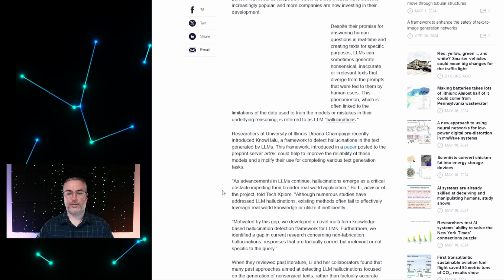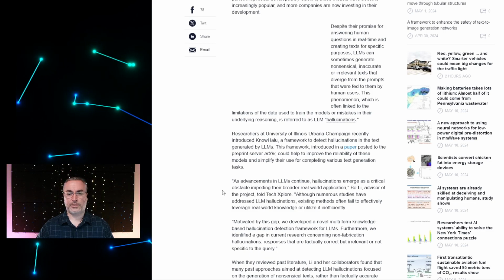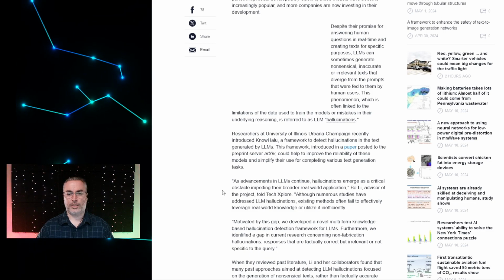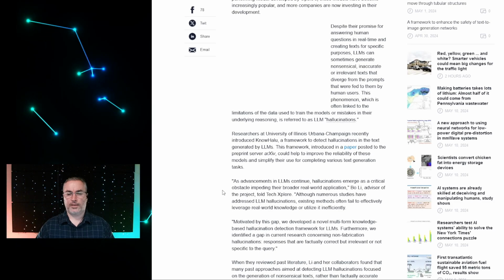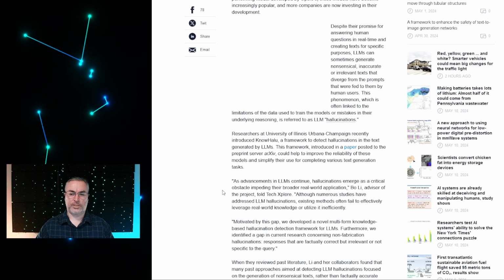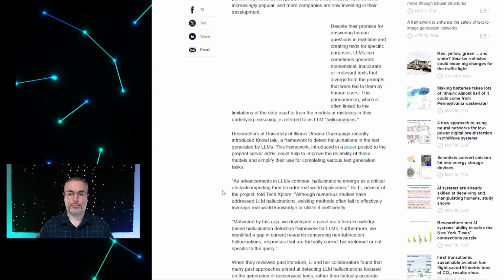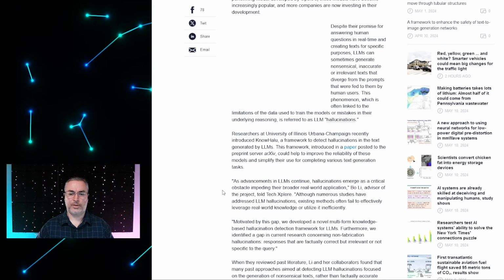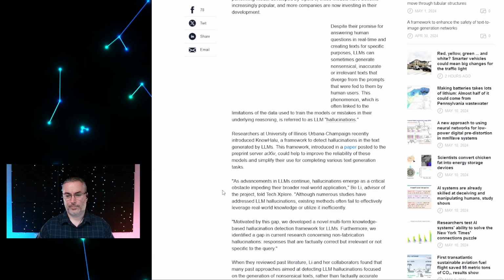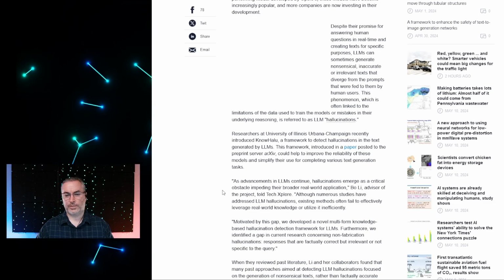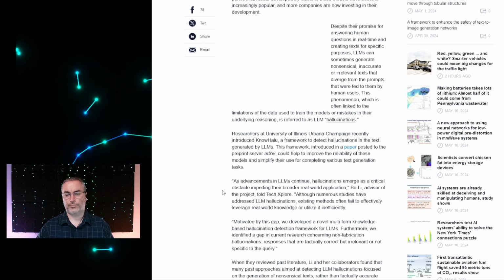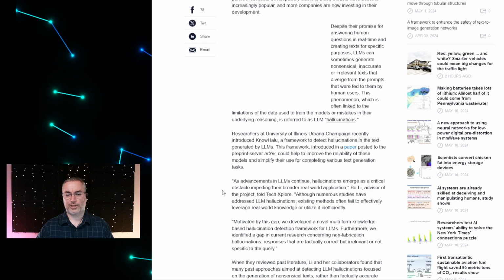Researchers at University of Illinois Urbana-Champaign recently introduced NoHallu, a framework to detect hallucinations in the text generated by LLMs. A framework introduced in a paper posted to the preprint server arXiv could help improve the reliability of these models and simplify their use for completing various text generation tasks.